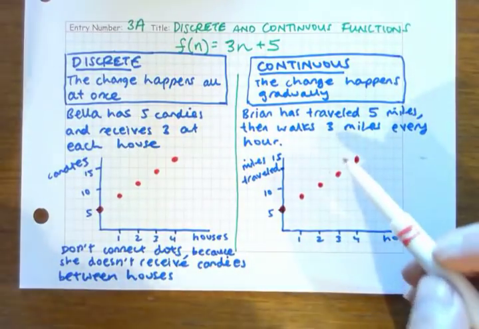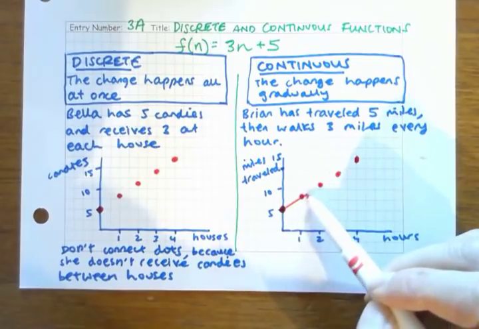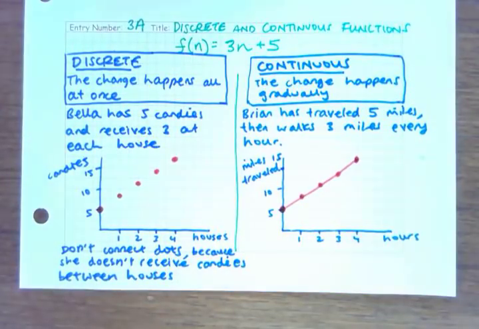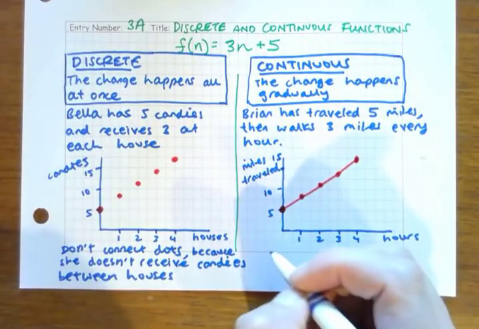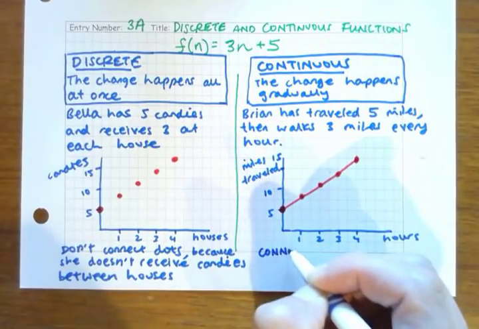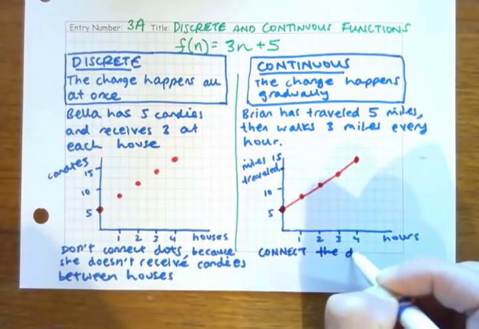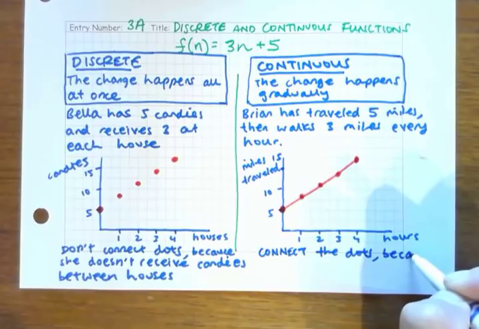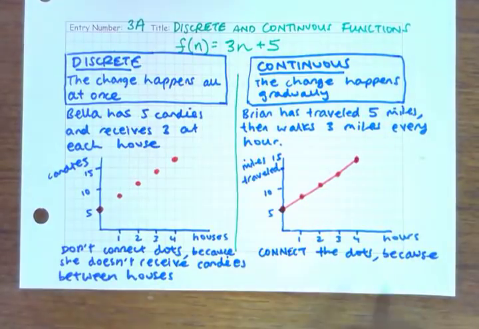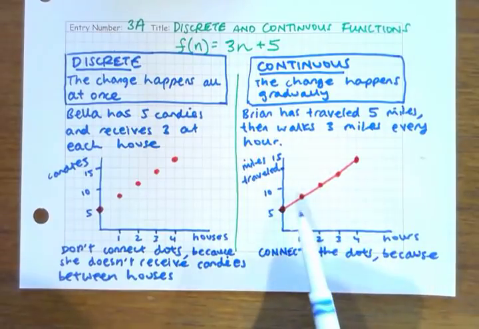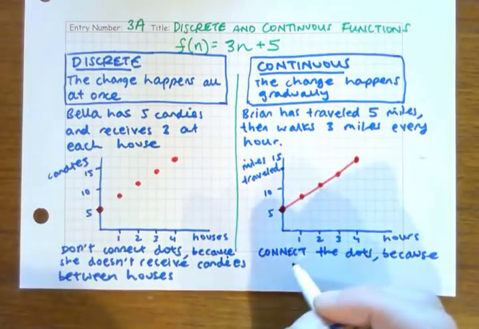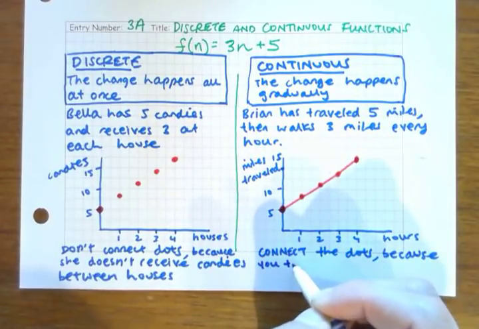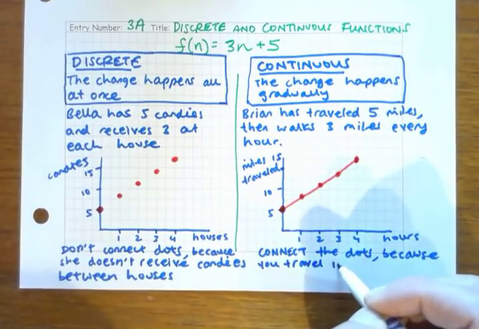Now, in this case, though, we are going to connect the dots. So we can say in a continuous situation, you do connect the dots. And the reason why we connect the dots in this situation is because you continue to travel in between hours. So you connect the dots because he's still traveling in between hours.